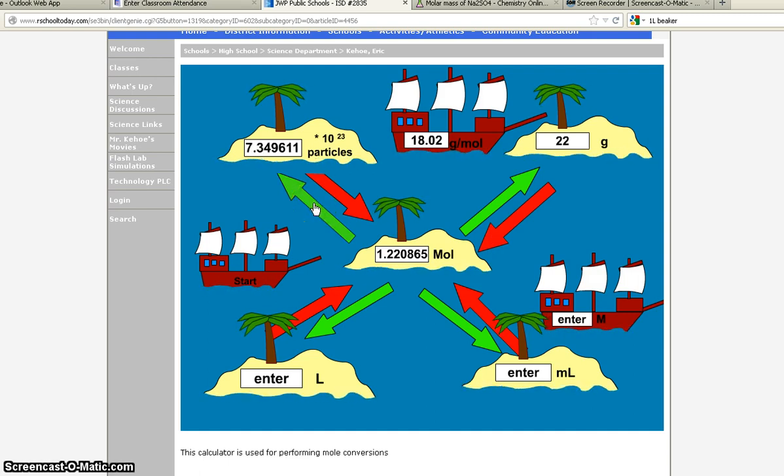That's 7.35 whatever times 10 to the 23rd particles. One thing this simulation does not do is significant figures. You need to do that for yourself. So that's a tool that's available to help you check on homework and things you're doing, so you make sure you're doing it okay.